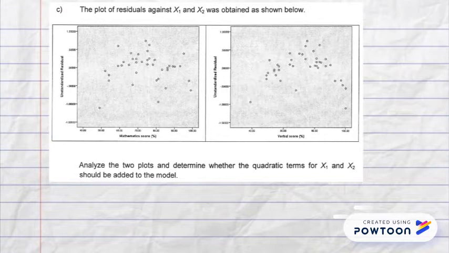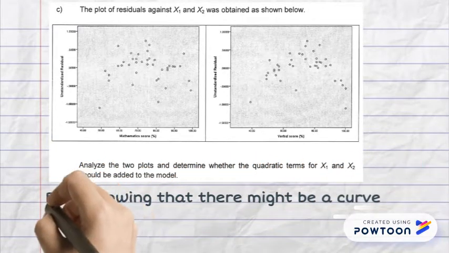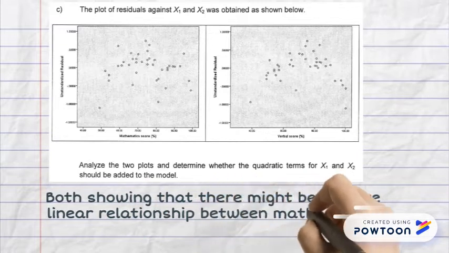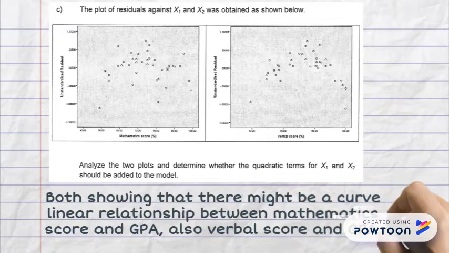Question 4C, both graphs show that there might be a curved linear relationship between mathematics score and GPA. Also, verbal score and GPA. Thus, it should be added.